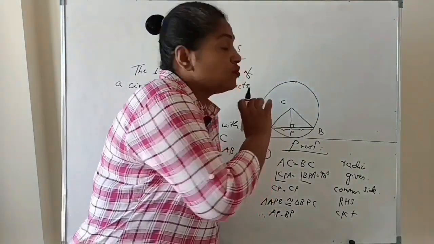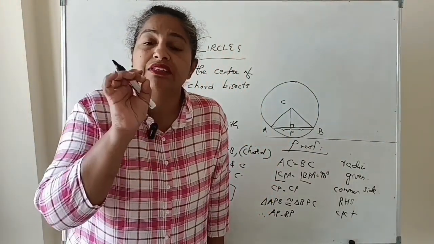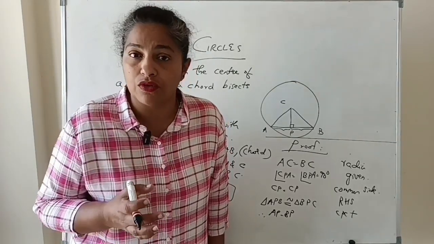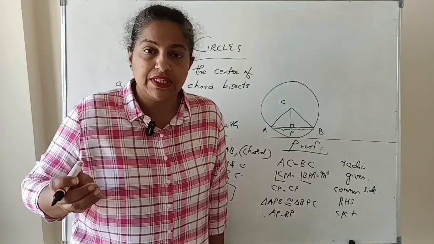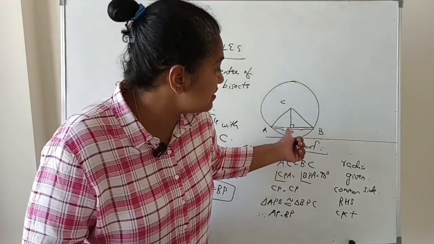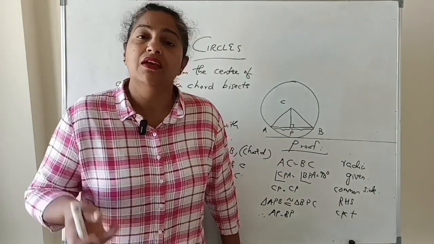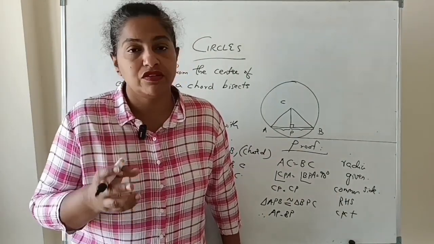If there is a line through the center of a circle which is bisecting a chord, that line has to be perpendicular to the chord. So in the converse of the theorem, we have a line segment that is bisecting a chord. We need to prove that it is perpendicular to the chord. Okay. So now let us do the proof of the converse of the theorem.